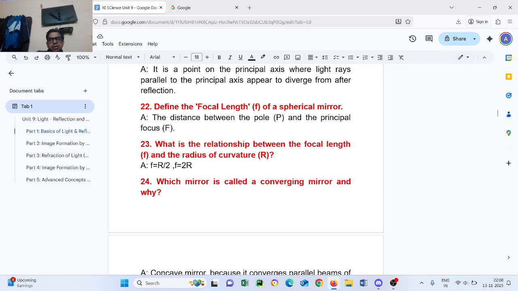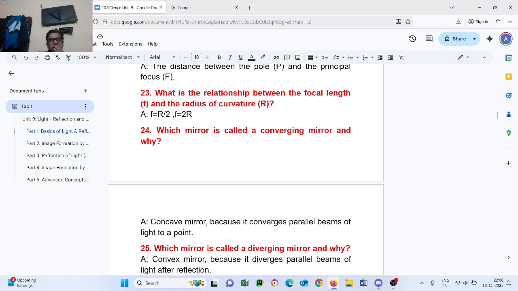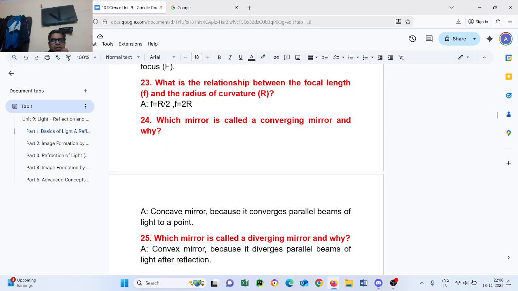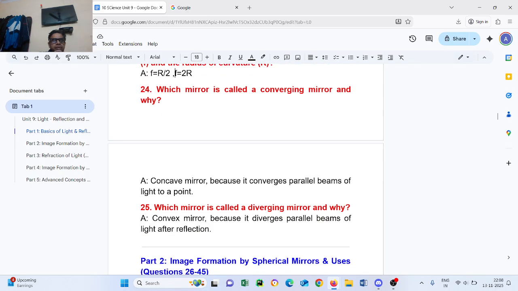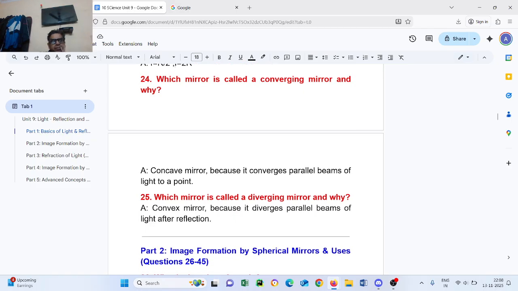Which mirror is called a converging mirror and why? A concave mirror, because it converges a parallel beam of light to a point. Question number 24. Which mirror is called a diverging mirror and why? A convex mirror, because it diverges a parallel beam of light after reflection.